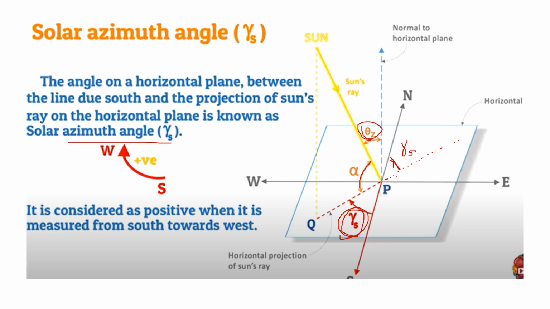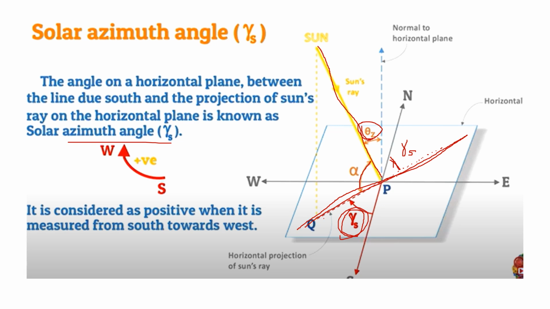So from the north, if the panel is placed at some degree from the north, this is your panel. The panel is placed like this, so that it creates the azimuth angle, that is gamma s. And your sunlight is falling on this panel like this. So from the horizontal axis, how much angle is there, that is your theta z, the zenith angle, and alpha is the inclination angle.